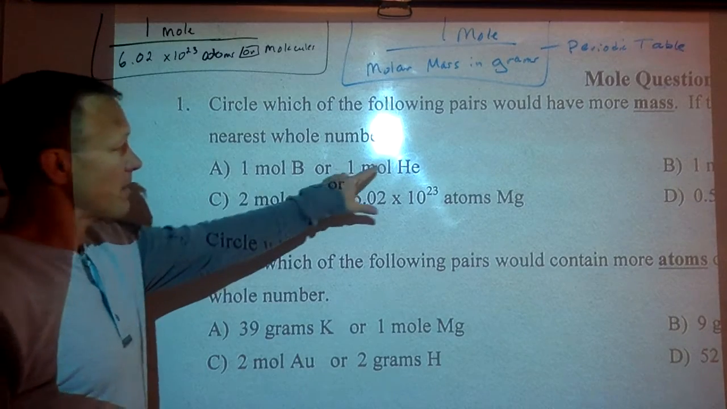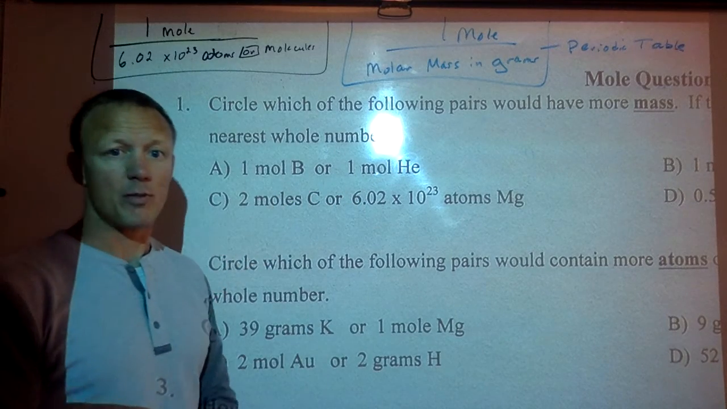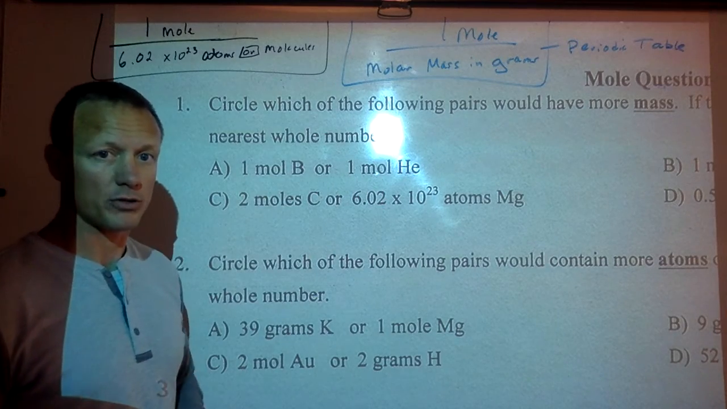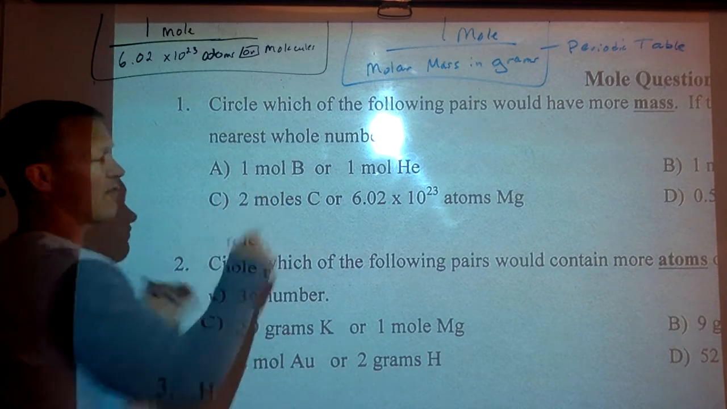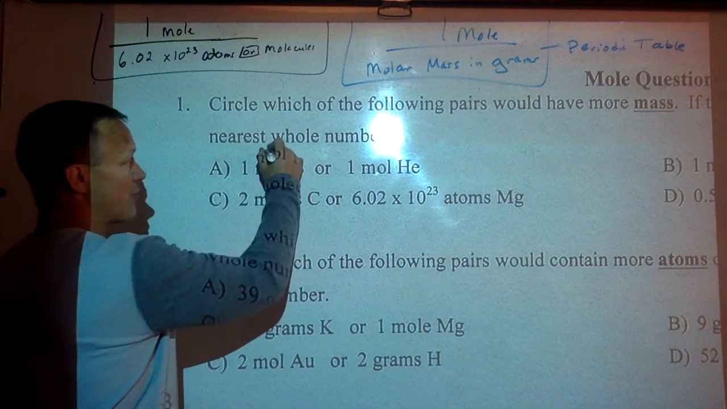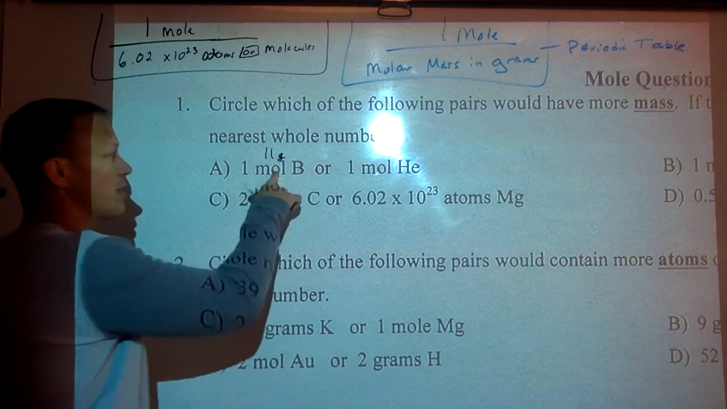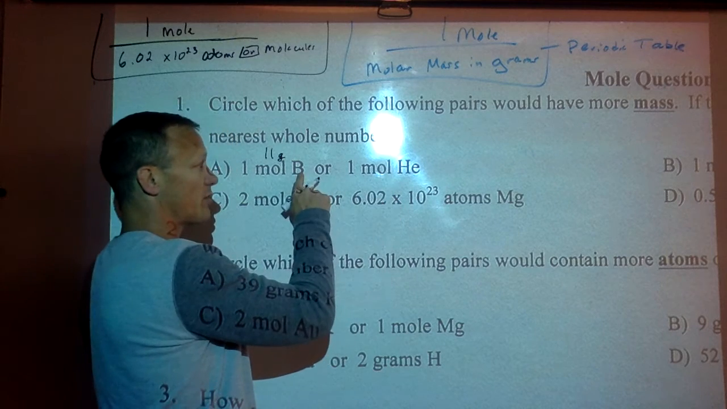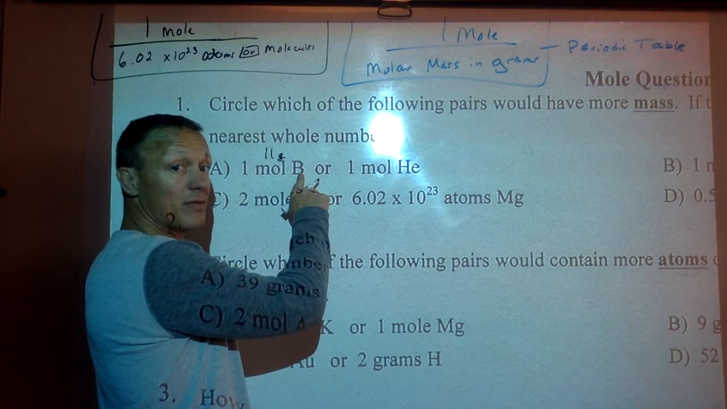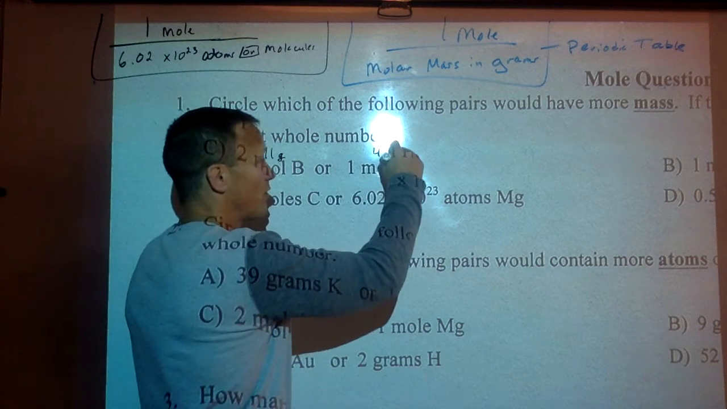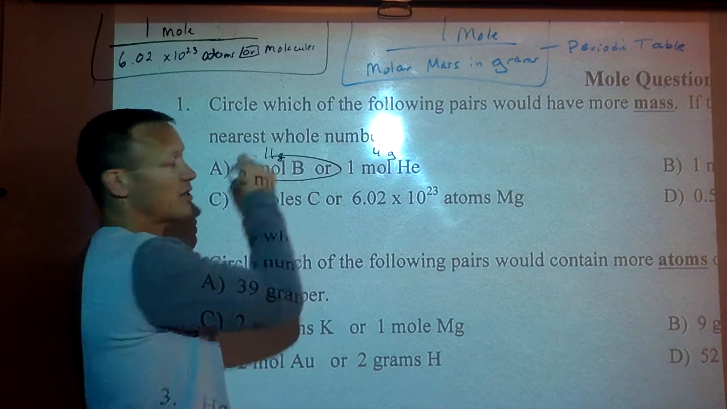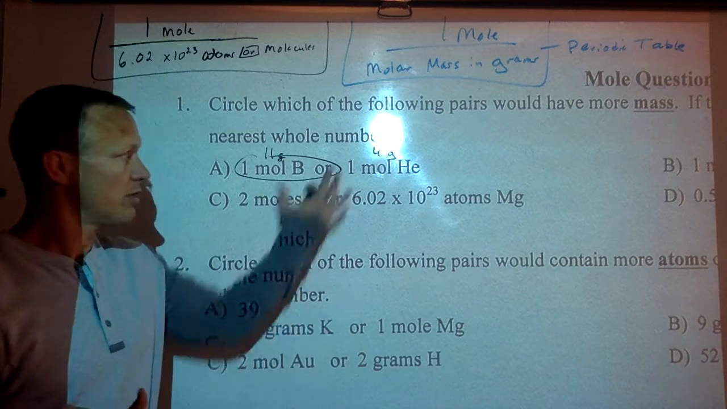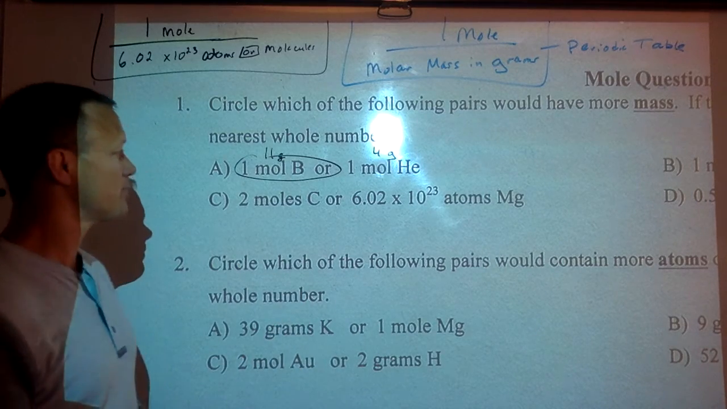So if I'm doing that, these are equal in terms of number of particles. They're both Avogadro's number of particles. They're both a mole of particles. But a mole of boron, if you look on your periodic table, is 10.8 grams. We'll just round that to 11 grams. So that would have a mass of 11 grams. A mole of helium, same number of particles, same number of atoms, would only have a mass of 4 grams. So this has more mass to it, because each boron is a bigger atom than helium. It's got more protons and neutrons.